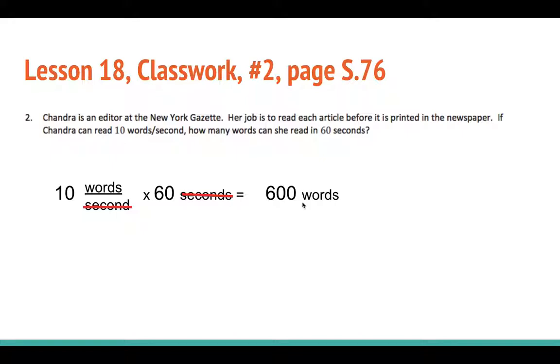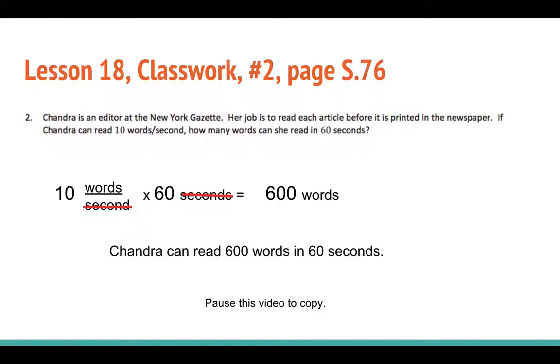That's a lot of words in 1 minute. She gets a lot of practice, and that's awesome. So, Chandra can read 600 words in 60 seconds. Pause this video to copy.